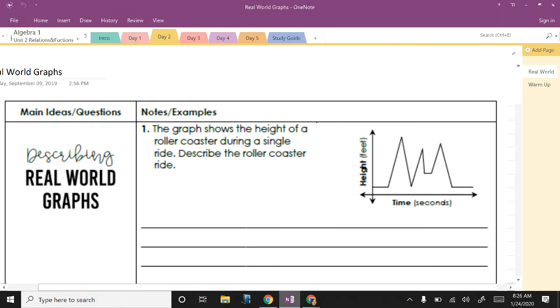So, in our notes today, this is Unit 2, Day 2, right? So you might want to write that on the top of your handout. Unit 2, Day 2 notes.